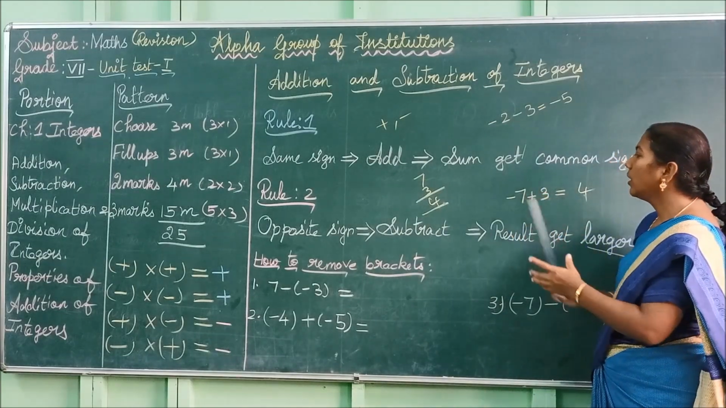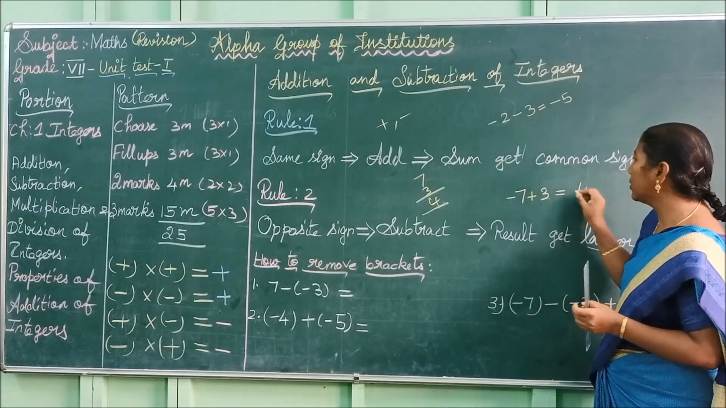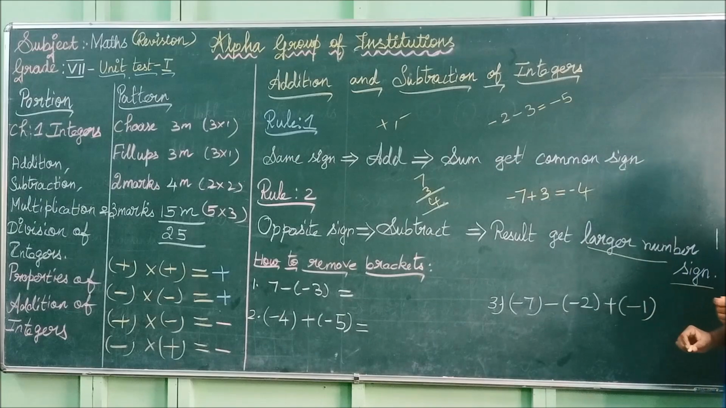Ignore the symbol and say 7 is the larger number. What is its symbol? Minus. So you have to assign the symbol minus to the 4. So what is your answer? Minus 4. Do you understand?